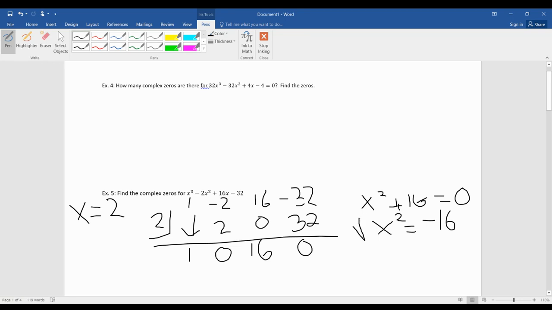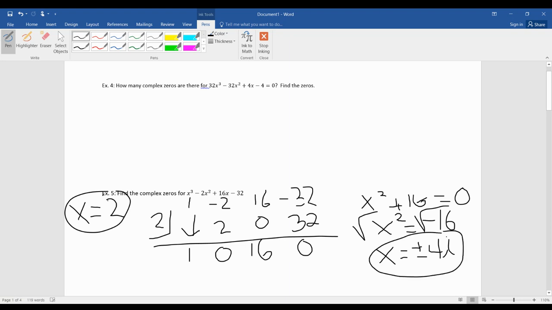We know we need to take the square root of both sides to give us x equals, the square root of 16 is 4, and the square root of the negative gives me an i. So we have positive and negative 4i. So our three solutions are x equals 2 and x equals plus and minus 4i. So if I were to write those as factors like we did in the previous part, we would come up with the polynomial listed there.